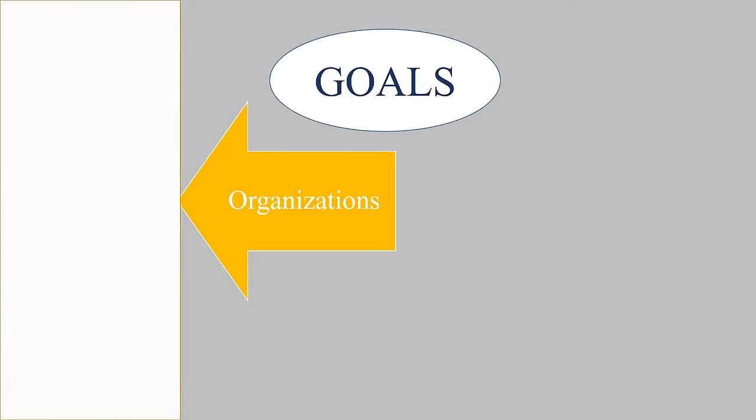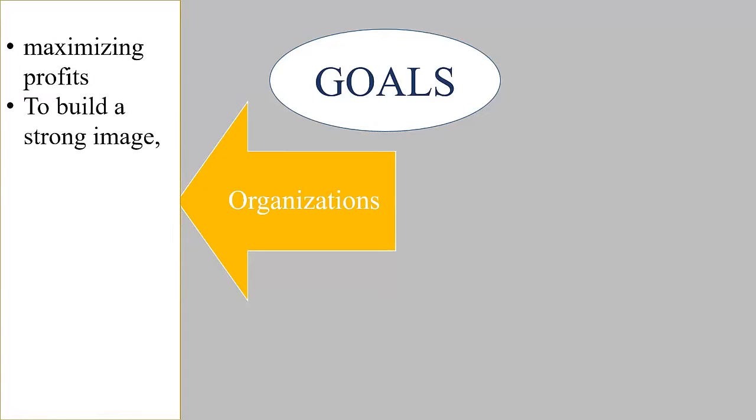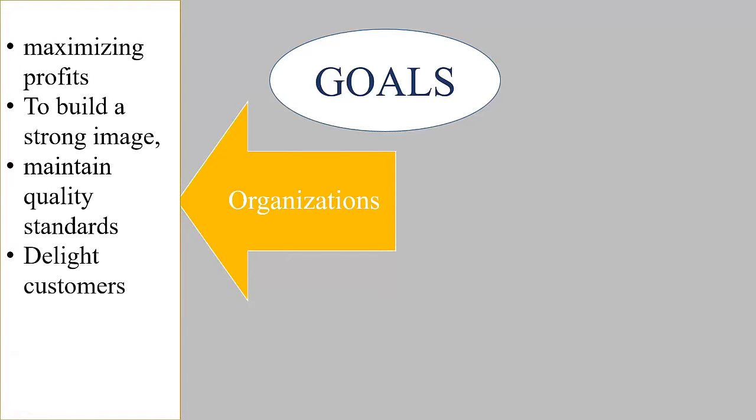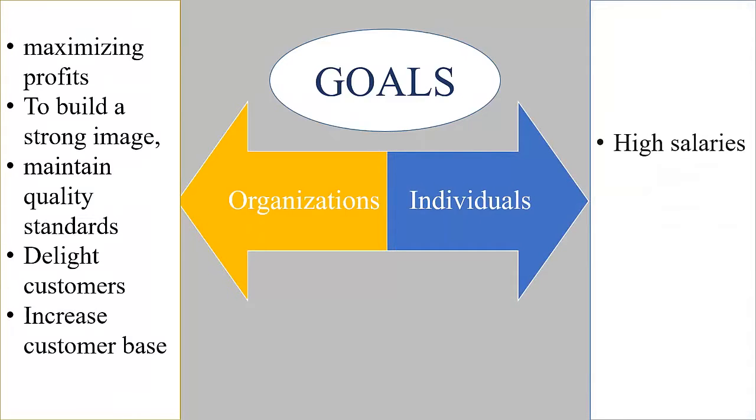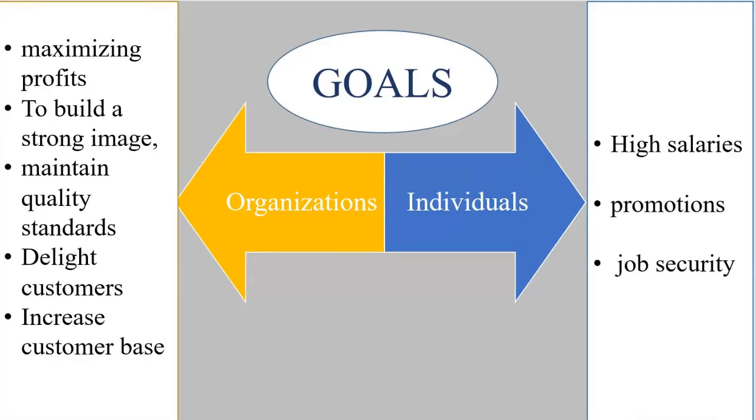Goals can be twofold. Organizations look at maximizing profit to build a strong image, maintain quality standards, delight customers, and increase customer base, while individuals look at high salaries, promotions, and job security. So motivation is a strategy to minimize conflicts in organizations and reconcile differences between superiors, subordinates and fellow employees.